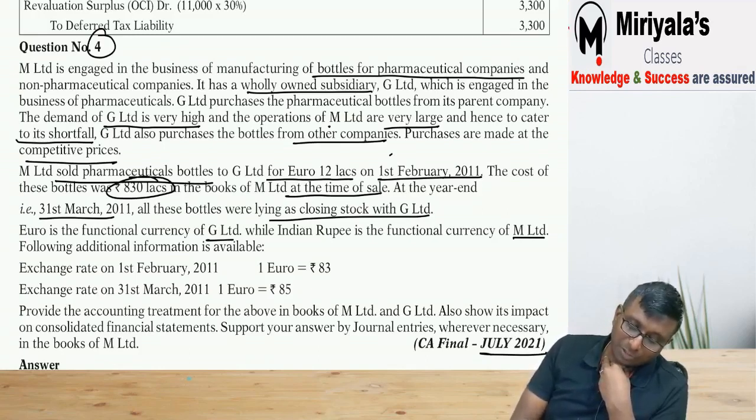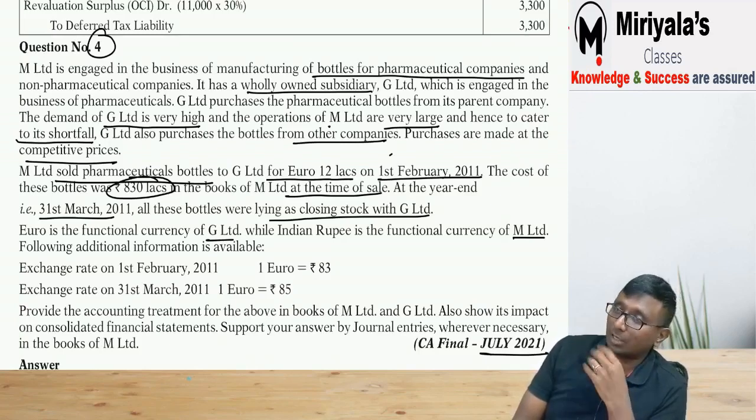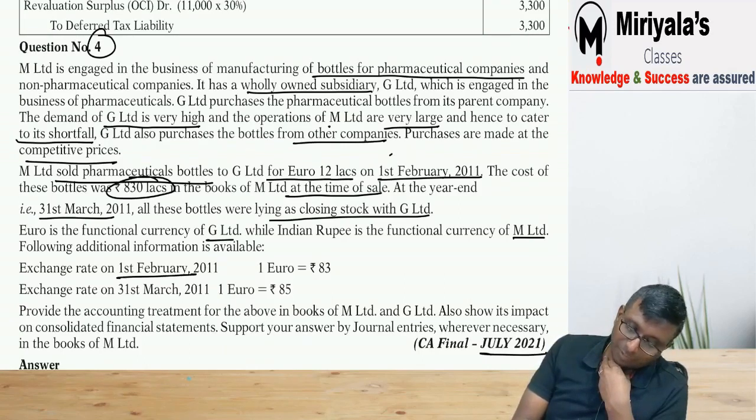Following additional information. Who sold goods to whom? M sold to G. Correct. The parent sold to the subsidiary company. Exchange rate on 1st February is equal to 83. 12 lakh into 83, how much?